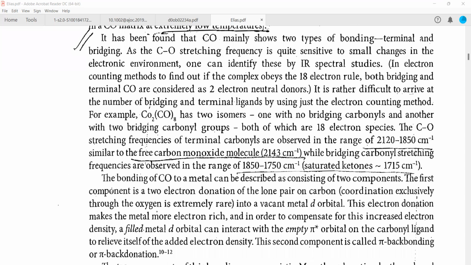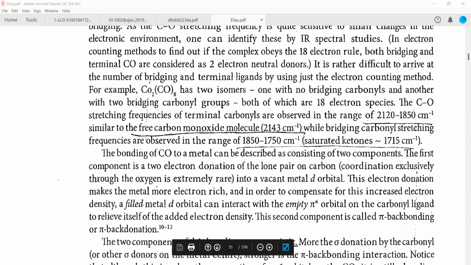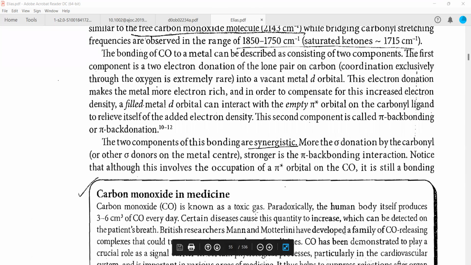Now, the bonding of carbonyl to a metal can be described as consisting of two components. The first component is 2-electron donation of the lone pair on the carbon, since coordination exclusively through the oxygen is extremely rare, into a vacant metal d orbital. This electron donation makes the metal more electron rich, and in order to compensate for its increased electron density, a filled metal d orbital can interact with the empty pi star orbital of the carbonyl ligand to relieve itself of the added electron density. This second component is called pi back bonding or pi back donation. The two components of this bonding are called synergistic.